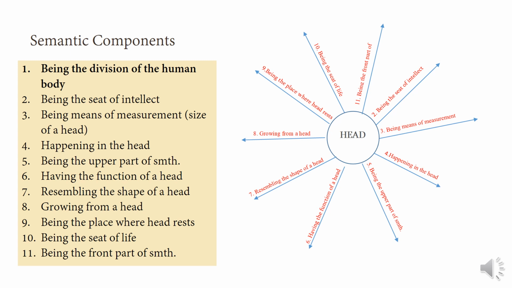Being the upper part of something, having the function of a head, right? As in the head of a school or head of an organization. Resembling the shape of a head, as in the head of lettuce. Growing from a head, as we saw in an example above, the hair, he combed his head, right? Meaning he combed his hair. Being the place where head rests, being the seat of life, and being the front part of something. All these semantic components develop the meanings of the word head.